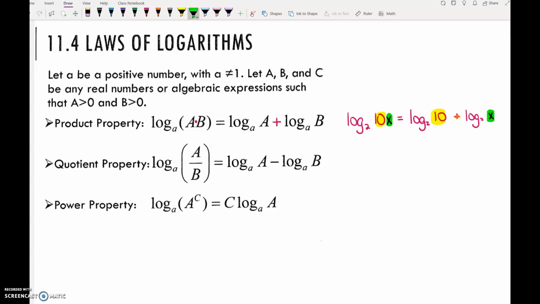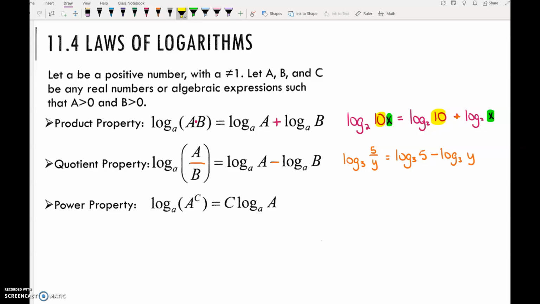Well, if multiplication results in addition between the logarithms, then division inside of the logarithm is going to result in subtraction outside of the logarithm. So an example of this would be if we had log base 3 of 5 divided by y, this would become log base 3 of 5 minus log base 3 of y. The logs that you use match each other. So if it's log base 3, they're all going to be log base 3.